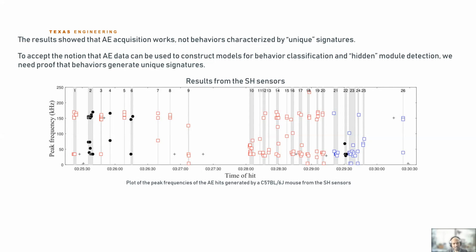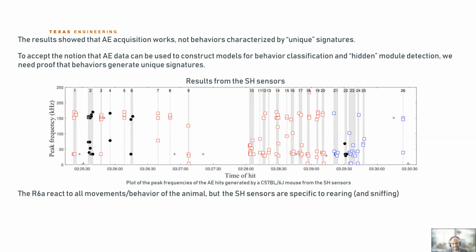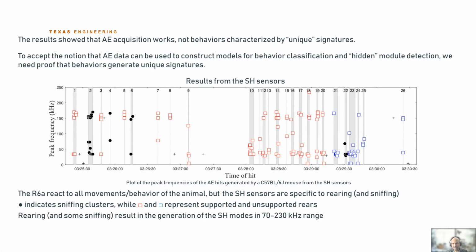And when we clustered these hits and went back to the video and saw what happened at these moments, we found that SH sensors are triggered only when the mouse either rears or sniffs. So what you see is the squares correspond to rearing, and the black dots correspond to sniffing. Only when the animal is rearing or sniffing are these sensors triggered. And what's more unique is you can also see that both supported and unsupported rears trigger these sensors.